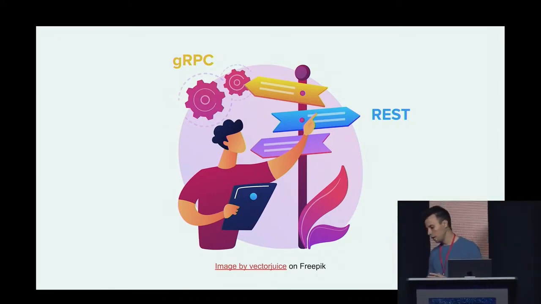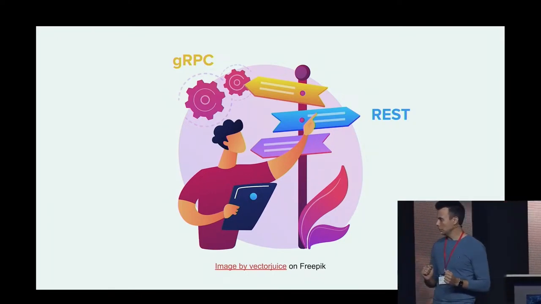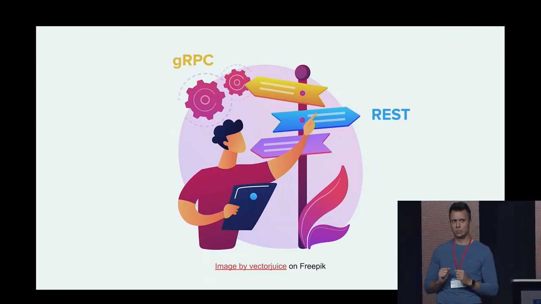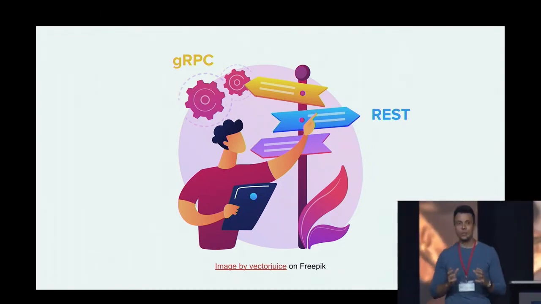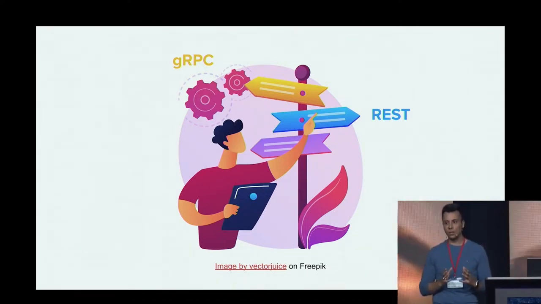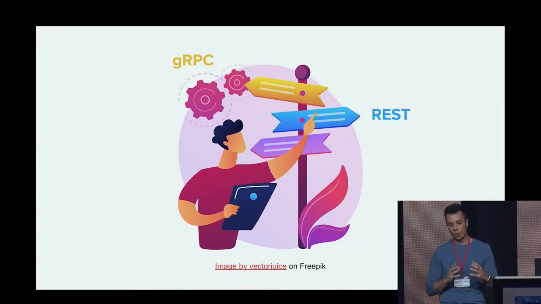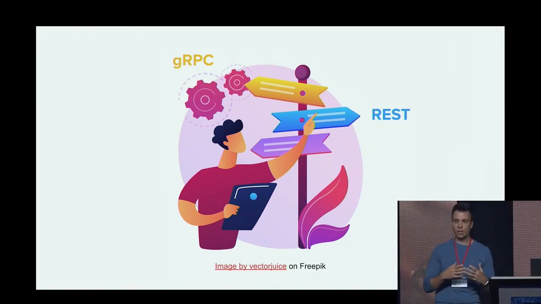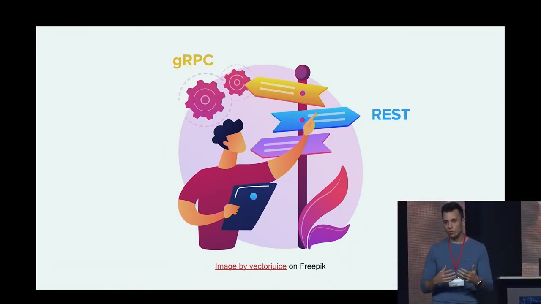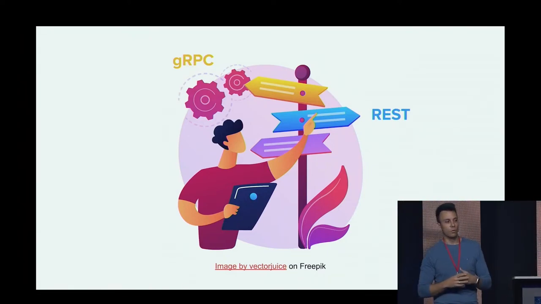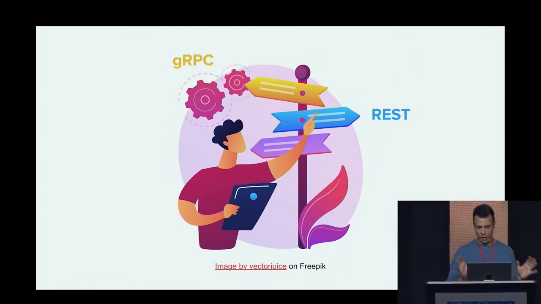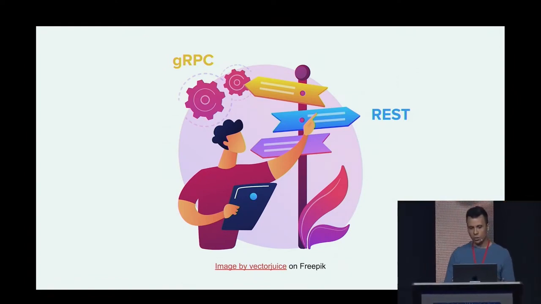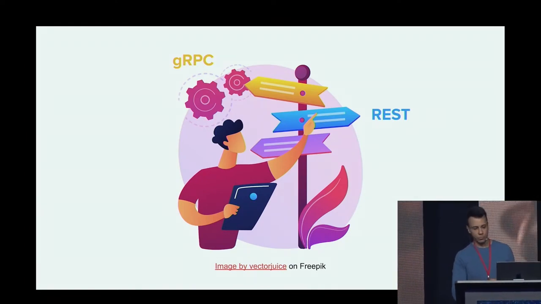gRPC, on the other hand, is an RPC protocol, which means that it works by creating client objects that look like a local object, but when you call it from a client, it actually invokes a procedure remotely on a remote process. And for this talk, I'm going to focus on gRPC, so bear with me.